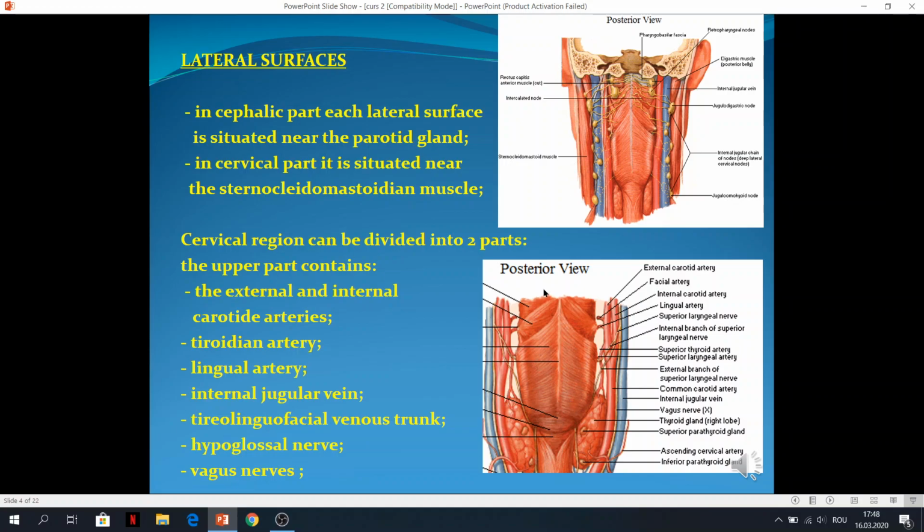Both of them, superior and inferior, have relations with the jugular vein. We can describe here some branches from the carotid, for example, thyroid artery, lingual artery. At the same time, we have relations with nerves. You can see here this yellow, which is the vagus nerve, but the hypoglossal nerve is present in this region too.